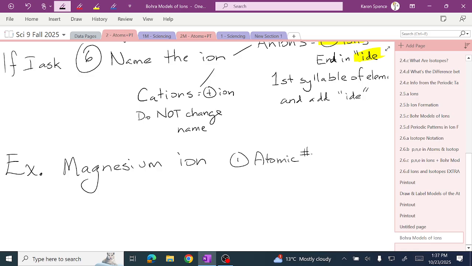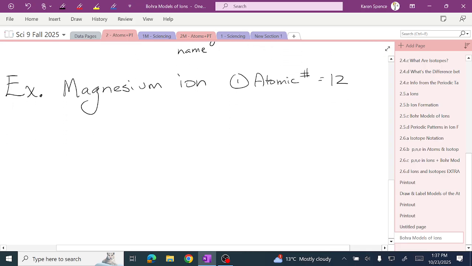Okay, atomic number. Are we ready? I should ask, anyone need more time? Okay. Hudson, what is the atomic number of magnesium? 12. Beautiful. So what are we going to put in the center of our Bohr model? We're going to put 12. 12 protons. Okay. This 12 tells us that we have 12 protons and also that we have 12 electrons.